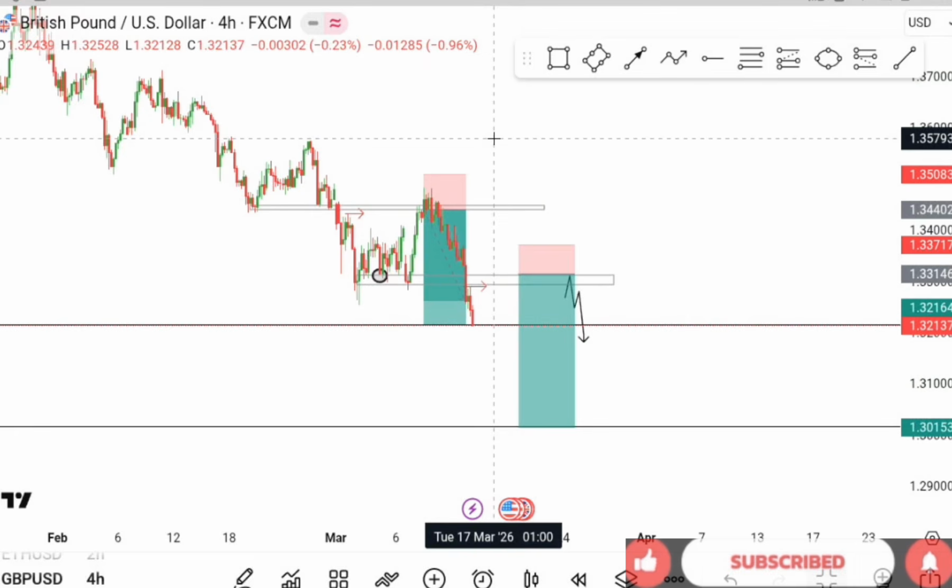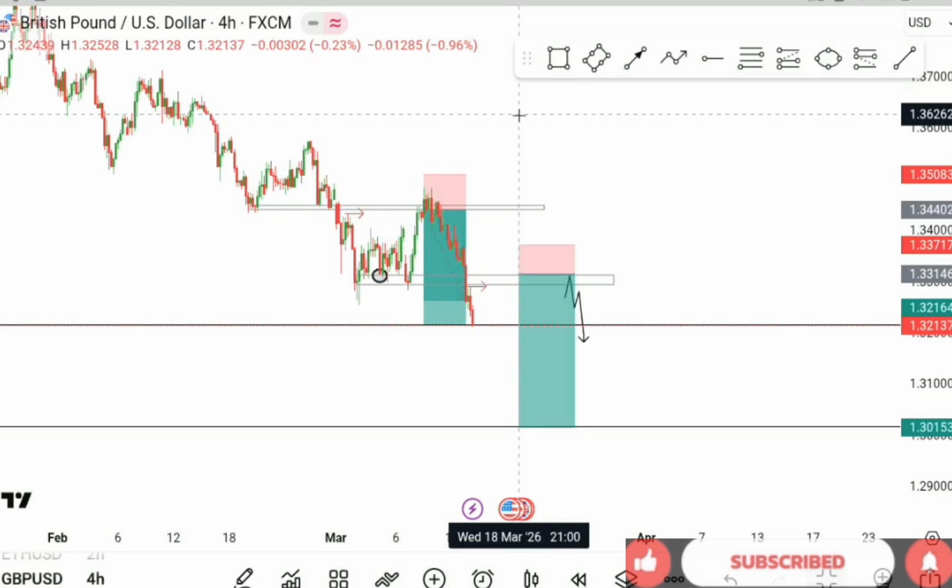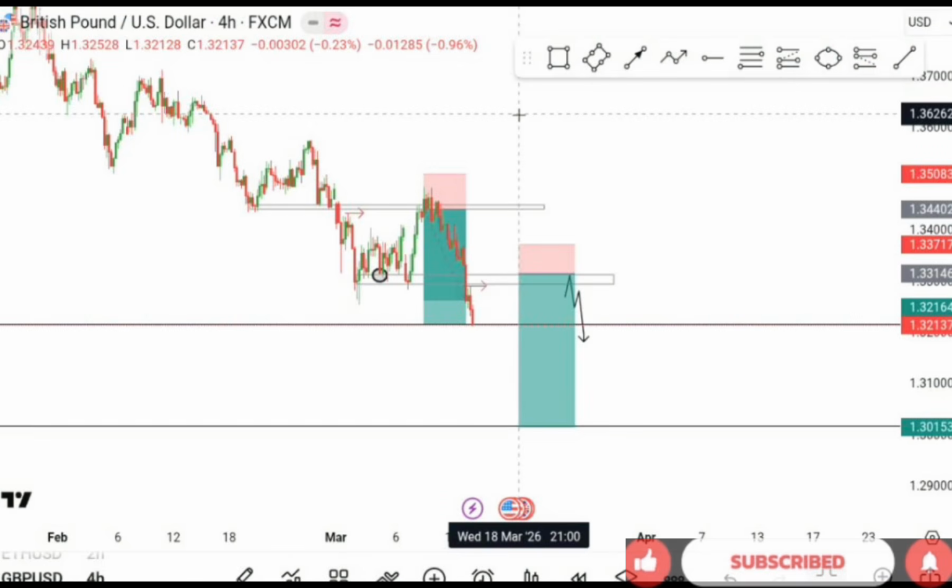So let's anticipate if we see some sweep of liquidity from this first test here before we can see some, maybe let's see something like this that happened here. Let's still anticipate it at this zone here. So this is my breakdown on GBPUSD. I'm done with my forecasting.